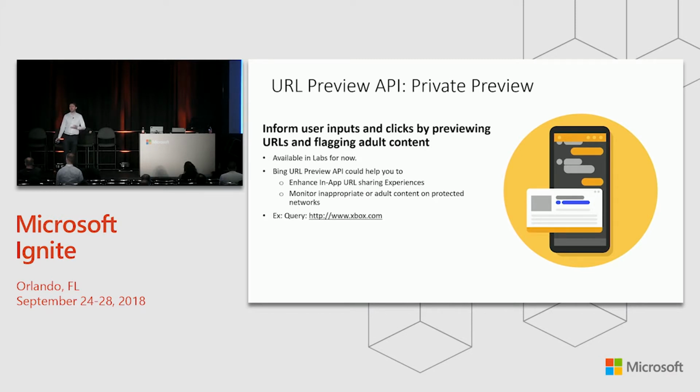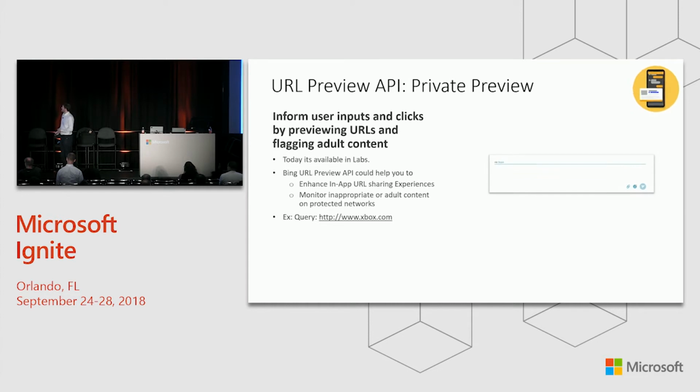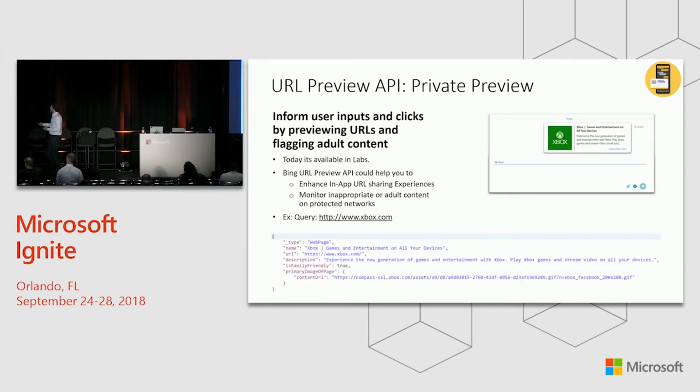That can be really, really important in terms of, hey, there's people typing information into my application. So for your chatbots, for example, Skype has this kind of functionality today. Somebody types in xbox.com, and we can pass back this JSON here where we're saying, yes, this is family friendly. That's great. It's content we want. And we've given you the predominant image and title and snippet so that you can use that within your mobile applications as well.